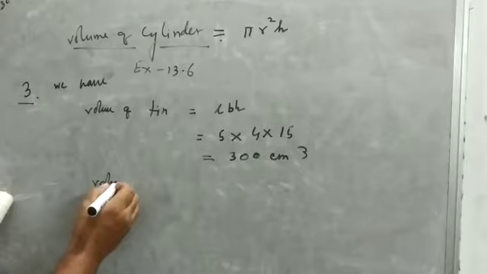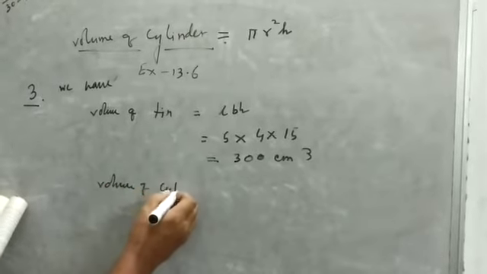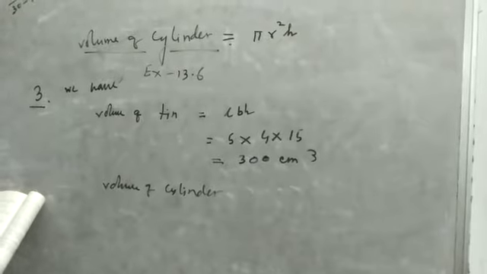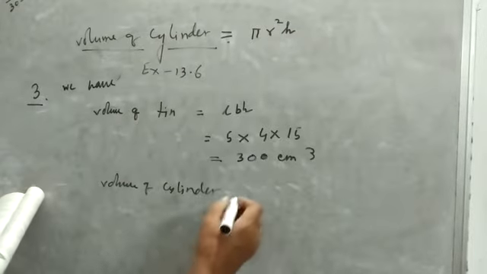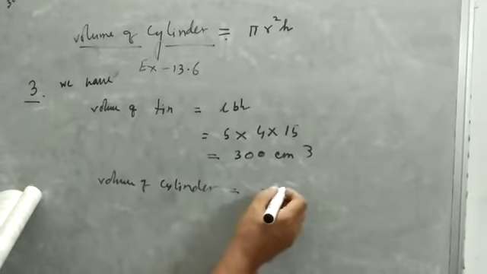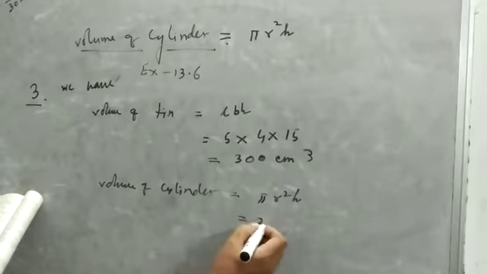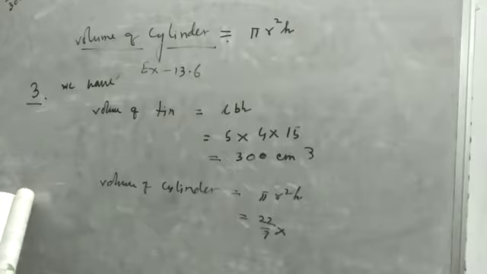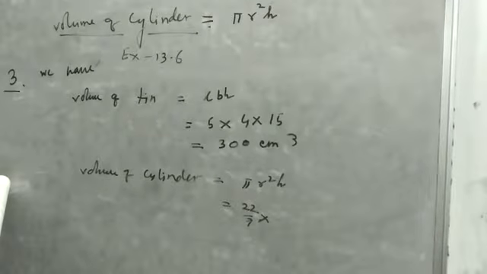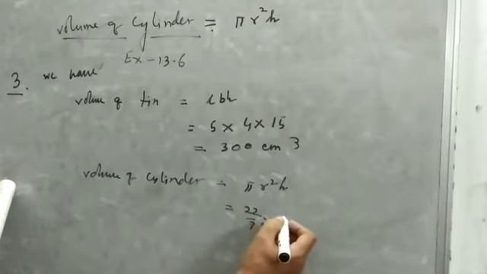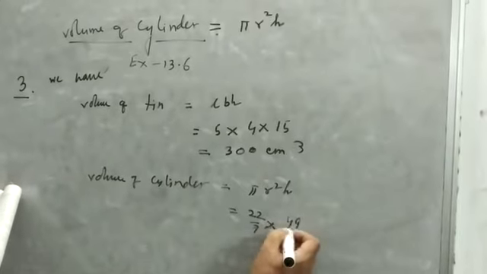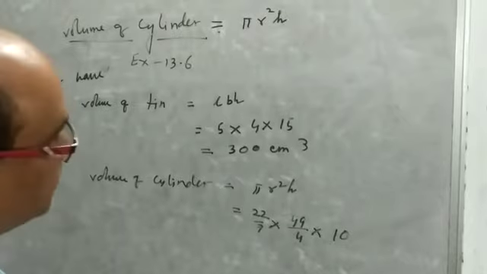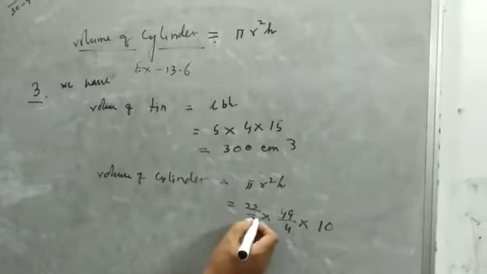Then the volume of the cylinder, meaning the volume of the cylindrical packet. Plastic cylinder, then it is pi r square h, pi 22 by 7. Here the diameter is given as 7, so the radius is 7 by 2, meaning 49 by 4, and the height is given as 10 centimeter.